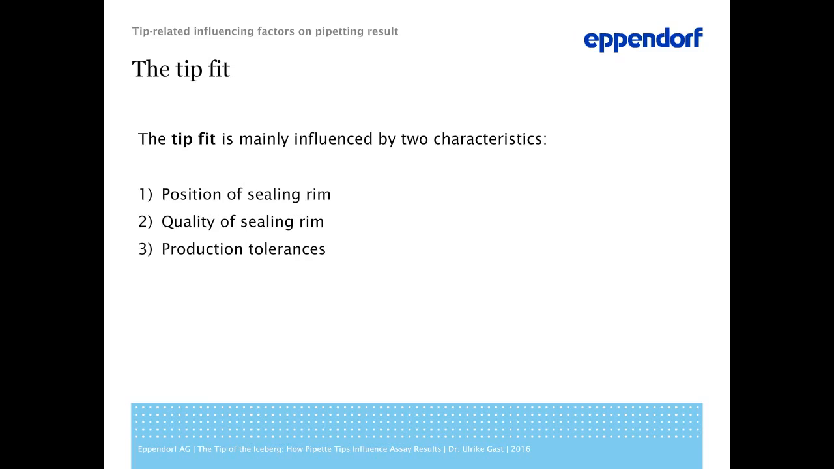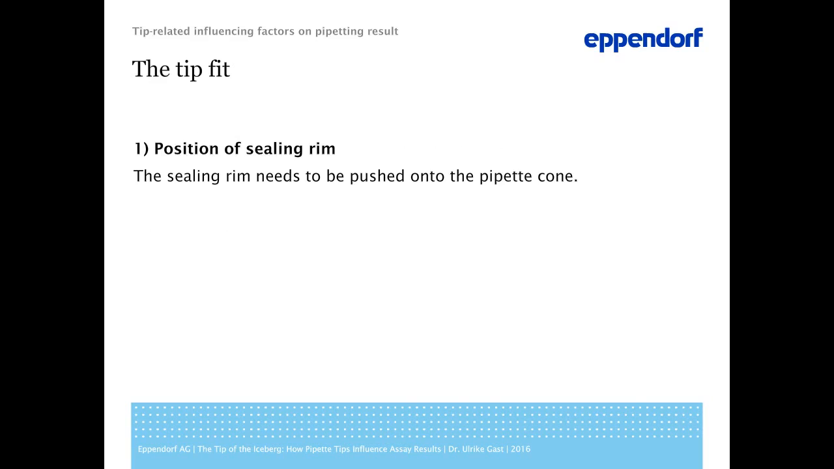The tip fit is mainly influenced by three characteristics: position of the sealing rim, quality of the sealing rim, and production tolerances. Most pipette tips are equipped with a sealing rim. The sealing rim is a plastic rim that has the function to seal the system airtight. This sealing rim needs to be positioned within the tip so that it becomes pushed onto the pipette cone during the tip attachment.